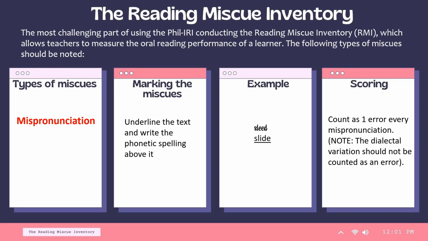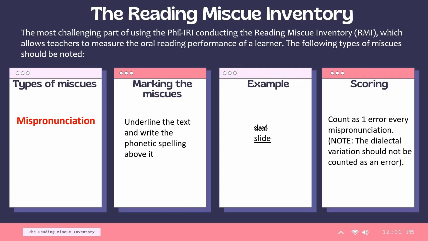The Reading Miscue Inventory. When administering the Phil-IRI graded passages, both the teacher and the student need to have a copy of the passage to be read by the student. While the student is reading a passage orally, the teacher records every miscue committed. The most challenging part of using Phil-IRI is conducting the Reading Miscue Inventory or RMI, which allows teachers to measure the oral reading performance of a learner.